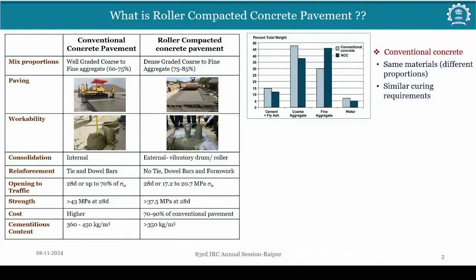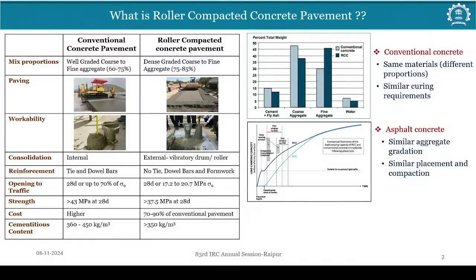Here is the graph which shows the comparison of material required for conventional and roller compacted concrete pavement. The materials are similar, but the cement content required is lesser than that of conventional concrete, and the fine content required is more. Here is the graph that shows the load bearing capacity of roller compacted concrete compared to conventional concrete.